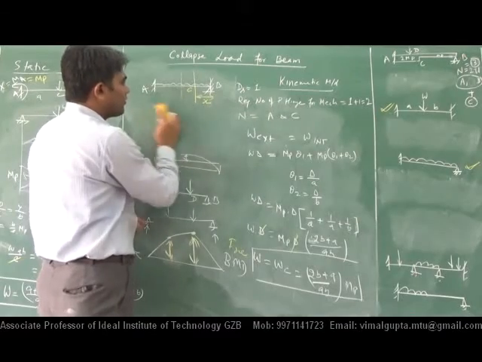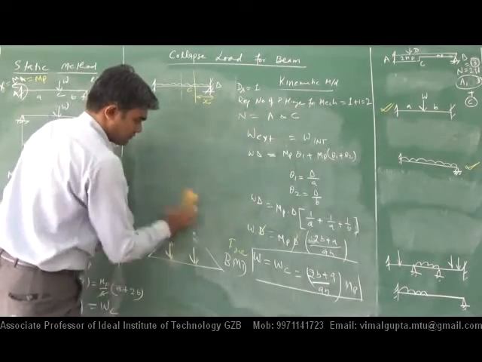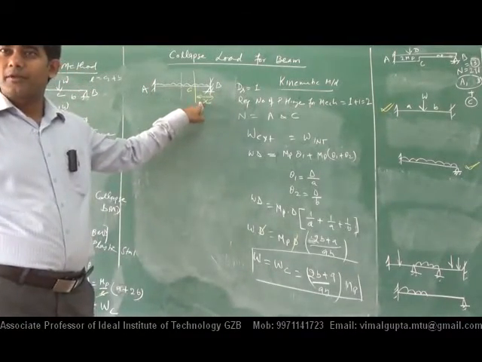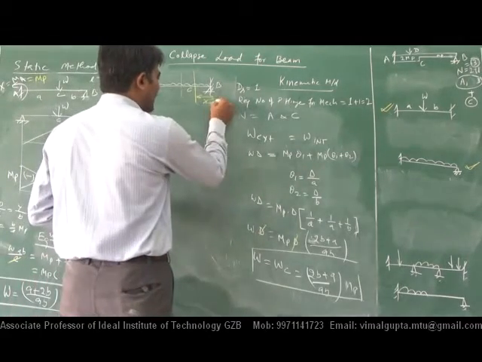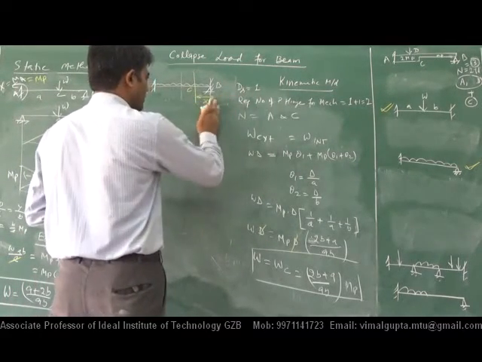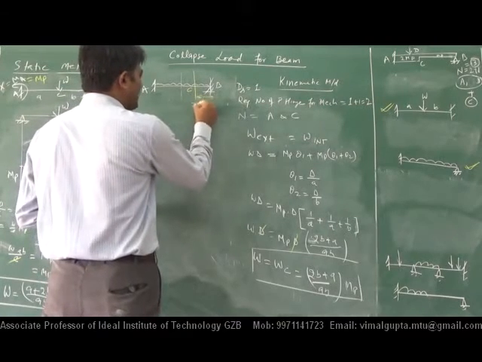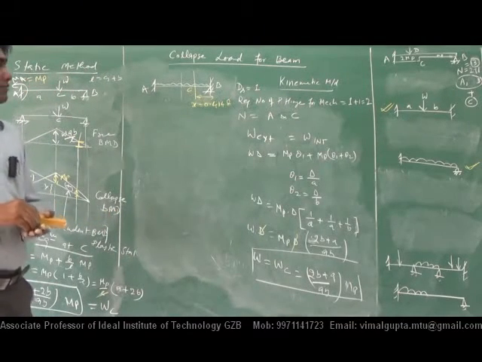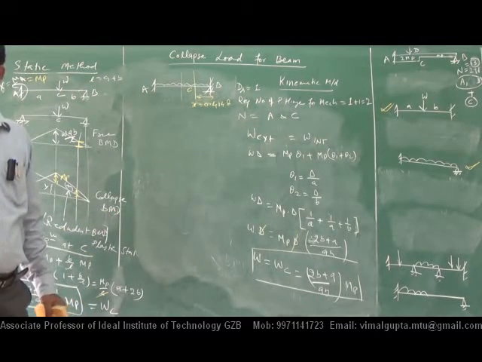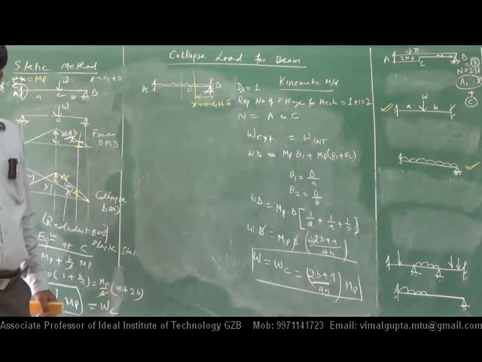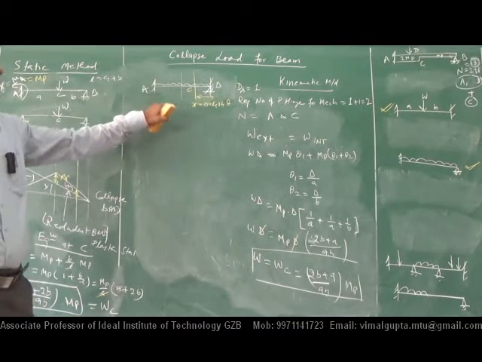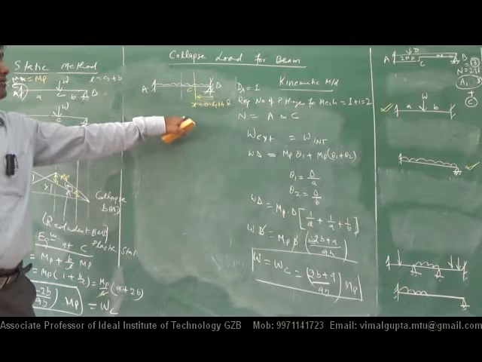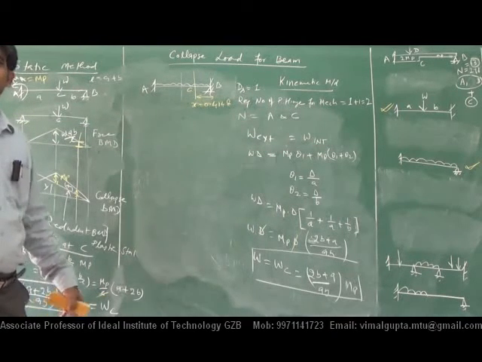So first of all we should know the value of x. That has been calculated in my last class, it is 0.414 L. Previously we calculated that value as 0.414 L. From point A, how much will it be? L minus 0.414 L, that is 0.586 L. Okay.